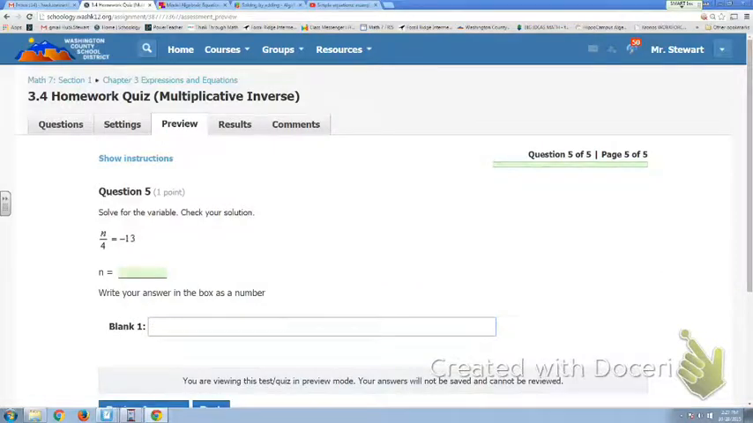Okay. The last question. So let me make one up. First of all, it reads, solve the variable, check your solution, write your answer in the box as a number. Here's the equation, n divided by 4. Don't forget that fractions are just a form of division. This is literally saying n divided by 4 is equal to a negative 13. It's not necessarily the easiest thing to see, but here we go.